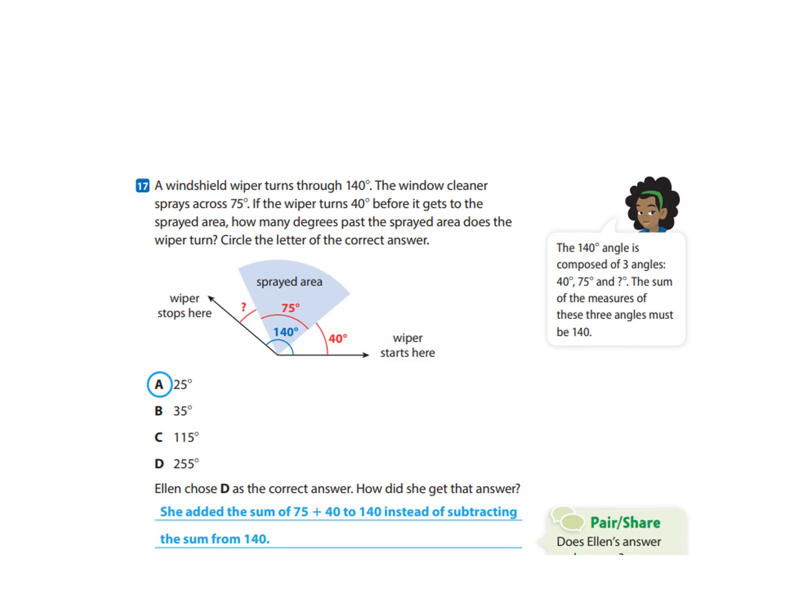All right, for this problem, we know that the entire angle is 140 degrees. So here we could subtract the pieces that we know. We could subtract 40 degrees from 140, and that would leave us with 100. And then we could subtract 75 degrees, and that would leave us with 25 degrees. So A is your correct answer. And then the bottom part, Ellen chose D as the correct answer. How did she get that answer? She added the sum of 75 degrees and 40 degrees to 140 degrees instead of subtracting it from 140 degrees.